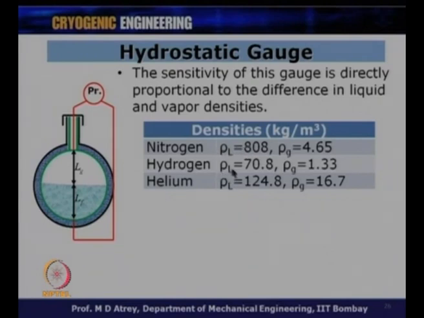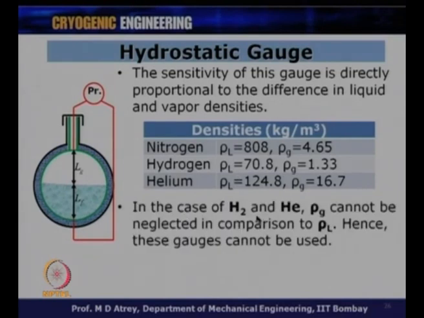Because the liquid densities are very low values, rho L is just 70, rho L is just 124. So, in front of this, your rho G cannot be neglected. So, rho L minus rho G becomes an important parameter. Therefore, for hydrogen and helium, because of the low density of liquid hydrogen and liquid helium, you can't use such a technique. Hydrostatic gauge cannot be used because I can't neglect rho G in front of rho L. In the cases of hydrogen and helium, rho G cannot be neglected in comparison to rho L.